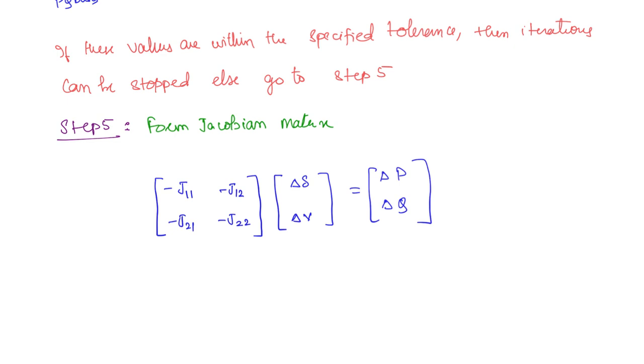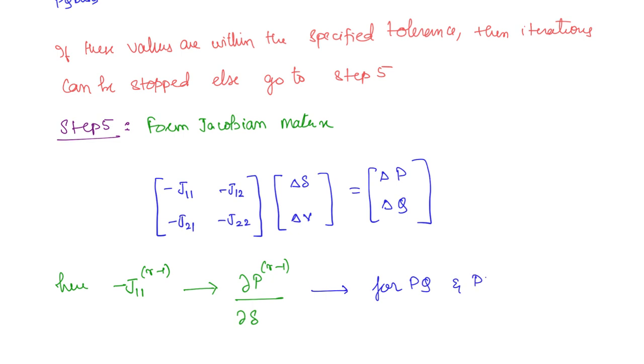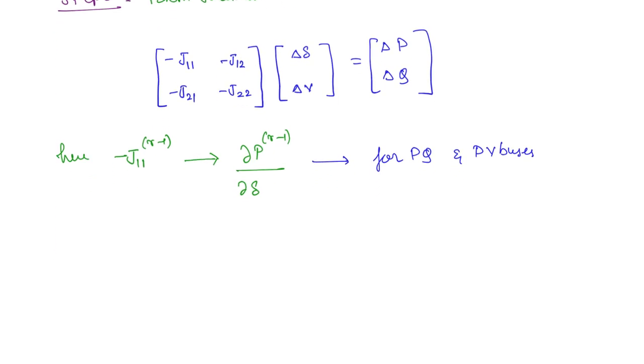Now what are these J11, J12, J21? Minus J11 at iteration r minus 1 (superscript) is going to be equal to the partial differentiation of the active power with respect to delta. This is done for the PQ and the PV buses. Like I said, minus J11 is a submatrix, so we will see what that submatrix is and how many elements are present.